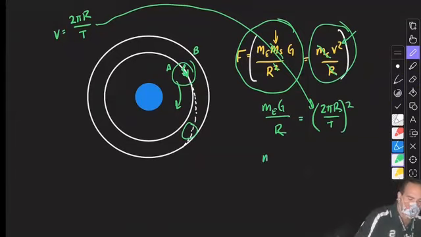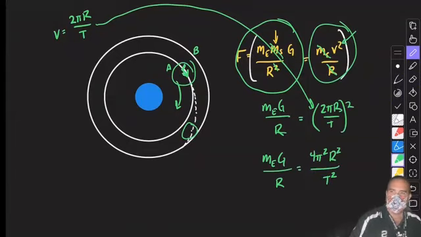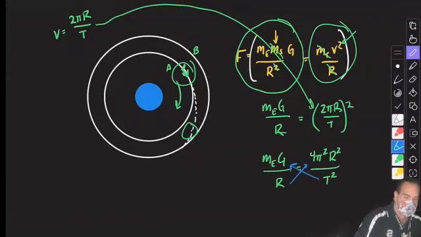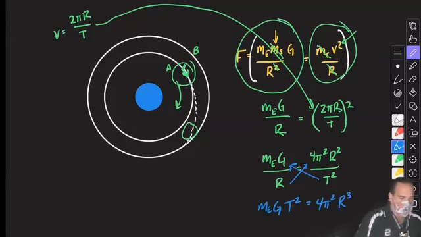So if you remember yesterday, we got something that looks like this. And then I recommend you cross multiply and get this: MEGT squared equals 4 pi squared r cubed. Don't really care about this part. Don't care about this part. Those are constants. We care about these two things.